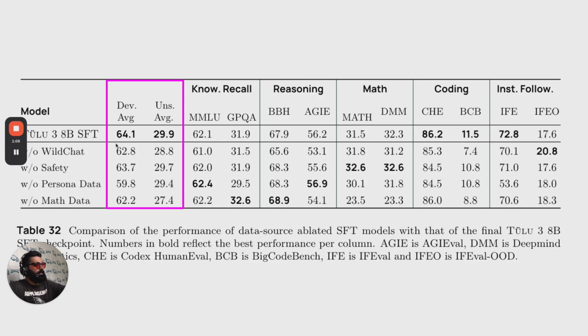When we look at the data decisions made, including wild chat, including safety, including persona data, including math data, in terms of the overall average, the development average and the unseen average is highest for the SFT model with the final mix. Removing wild chat decreases the averages. Removing safety decreases the averages. Removing persona data decreases the averages, and removing math data decreases the averages. So all their design decisions when it comes to data mixtures yielded the best performance on the unseen data, which means they did not overfit to the development suite.